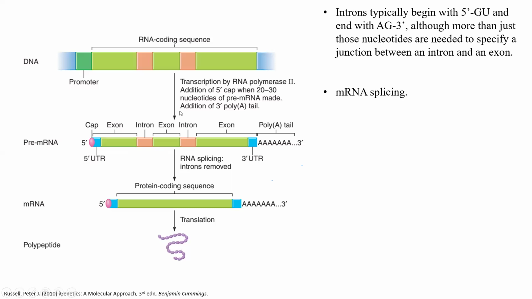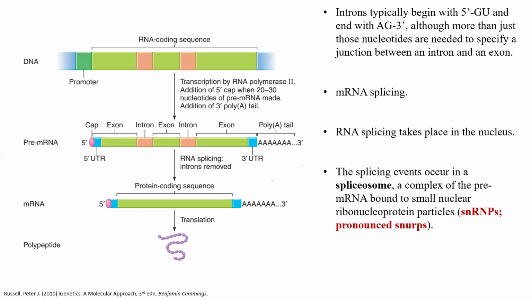The process of conversion of this premature messenger RNA into mature mRNA is called mRNA splicing. So if I say the process of conversion of pre-mRNA to mature mRNA is mRNA splicing, basically this process of removal of introns and joining of exons is called mRNA splicing. And this mRNA splicing or RNA splicing takes place in the nucleus.